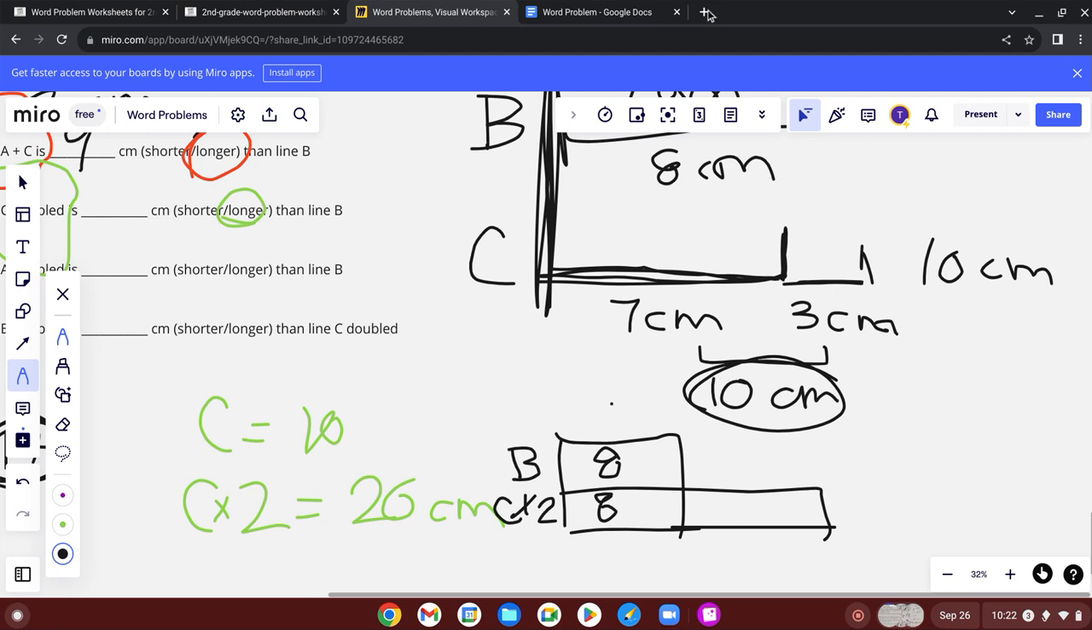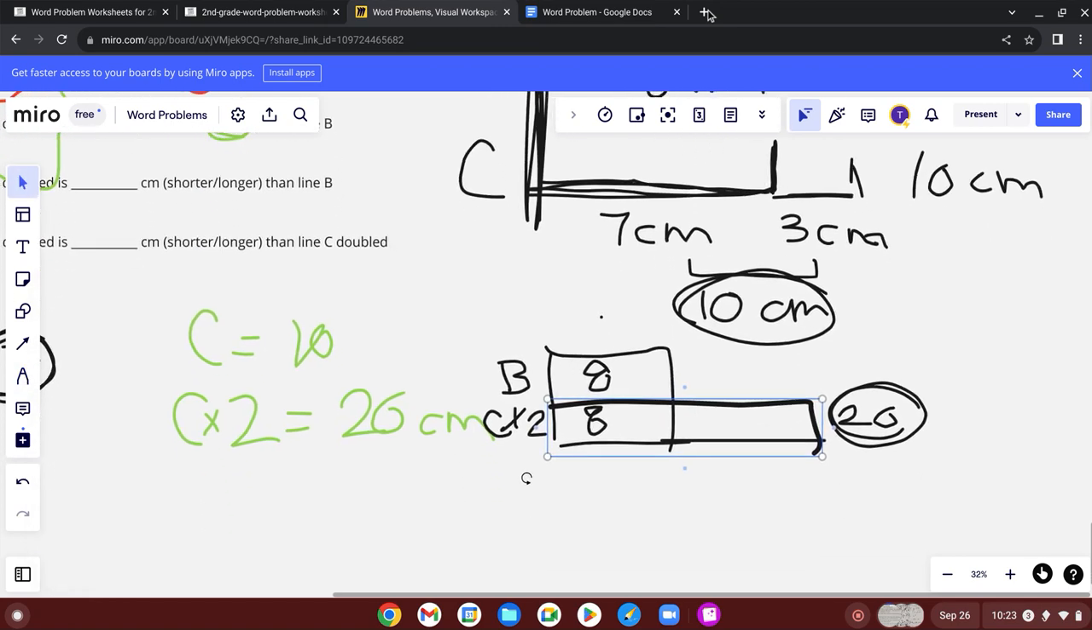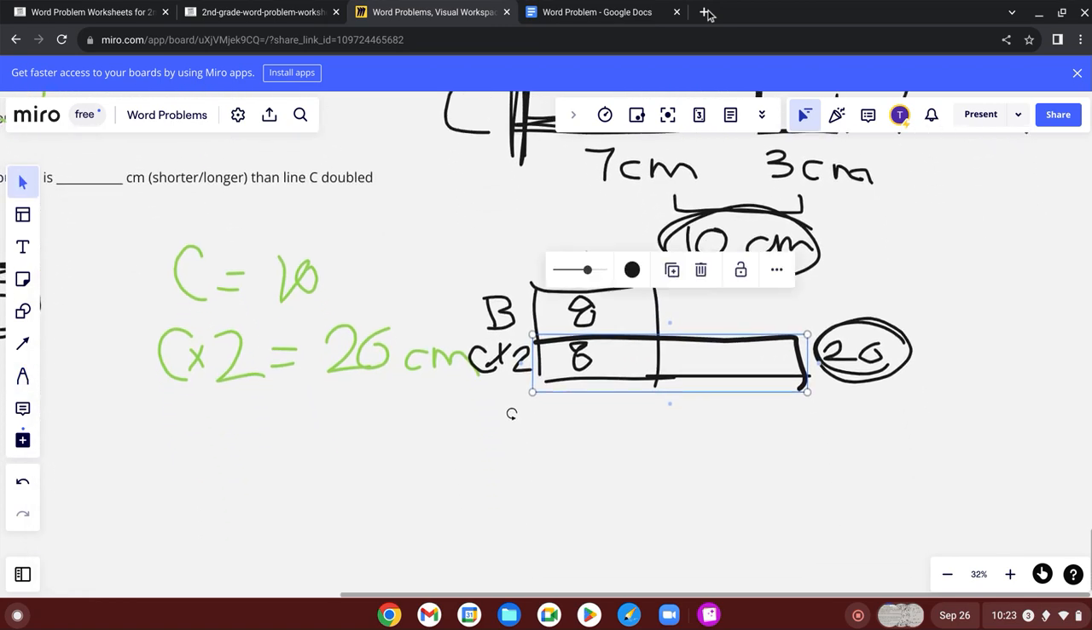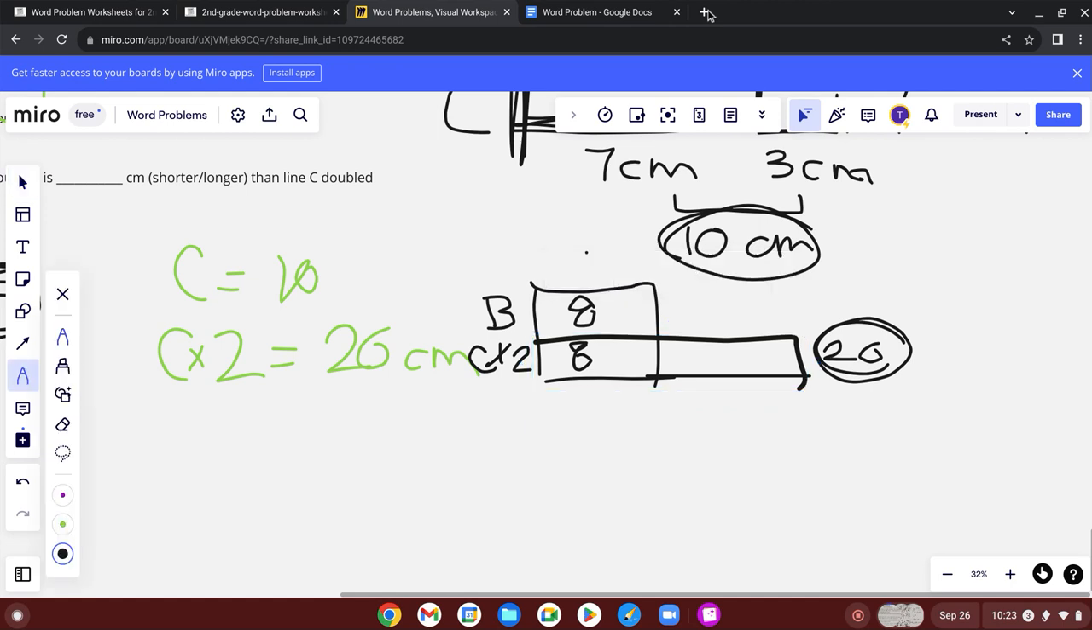We don't know. Yes, we do. We know C and we know C double. What's C double? 20. Yes. So 20 is the total. No, that's the more part. We don't know that yet. So now, what number sentence do we do to find the more part?